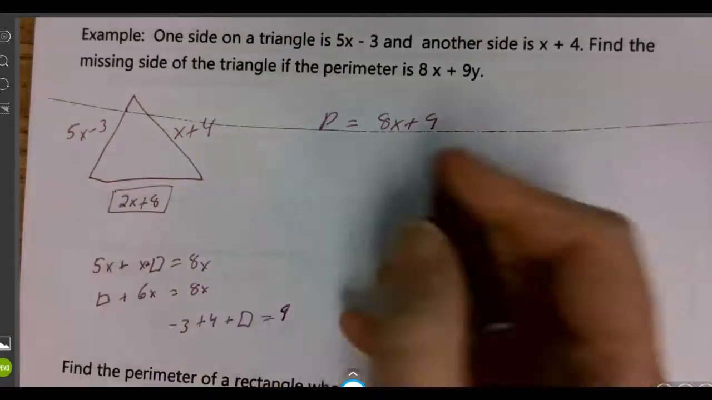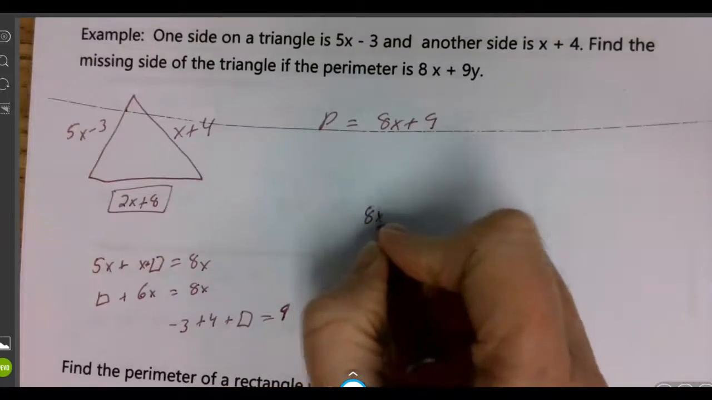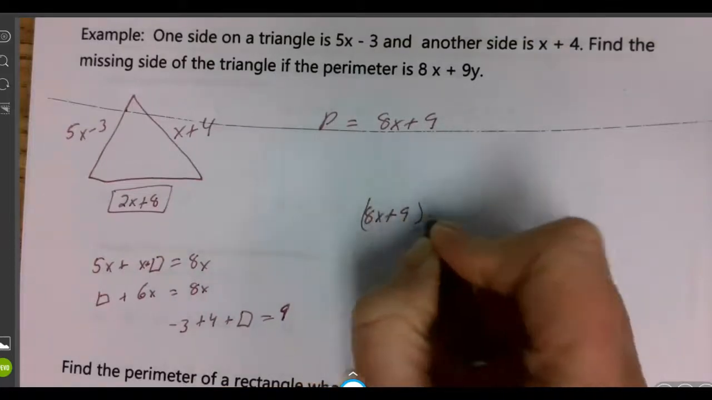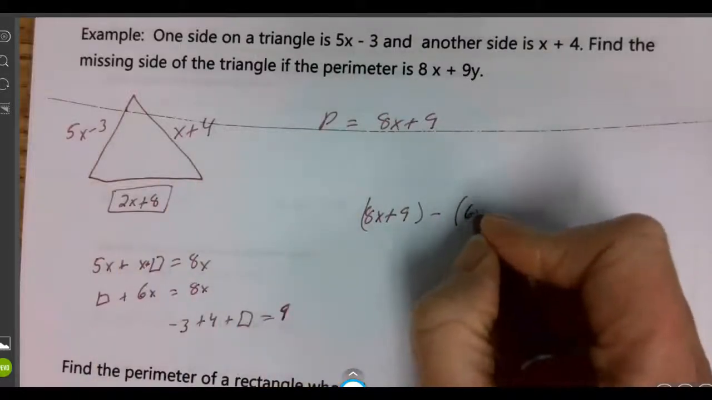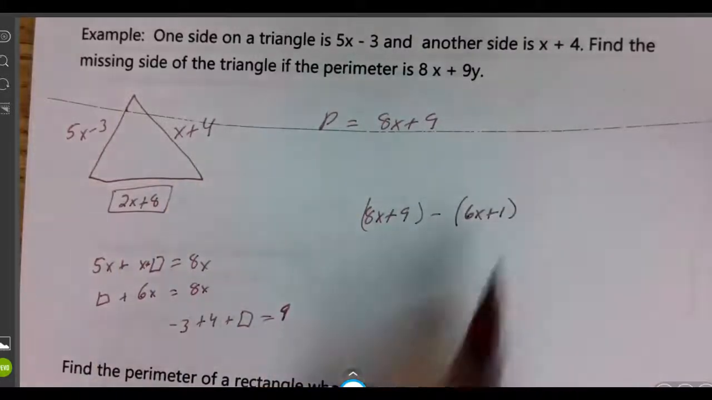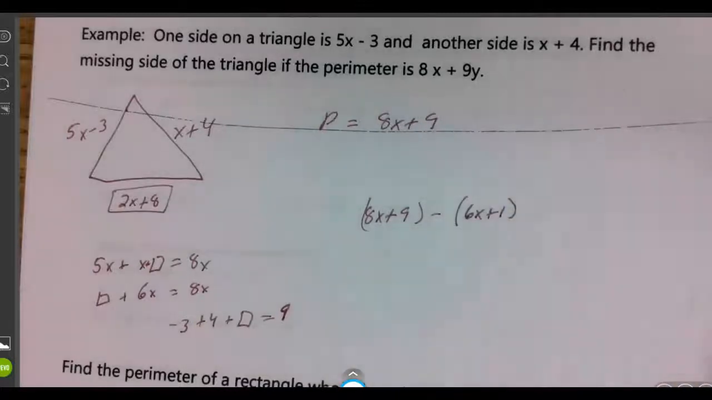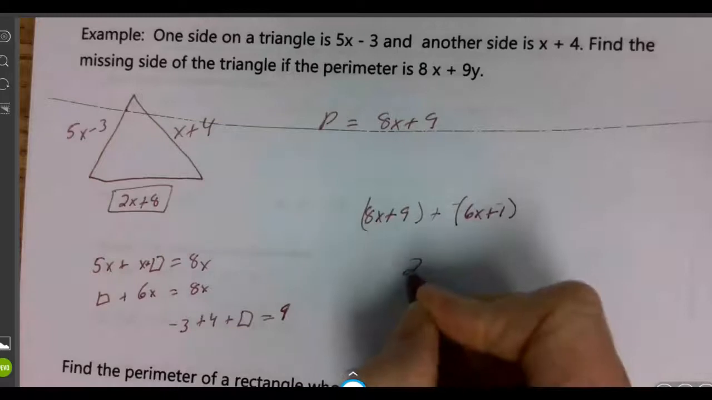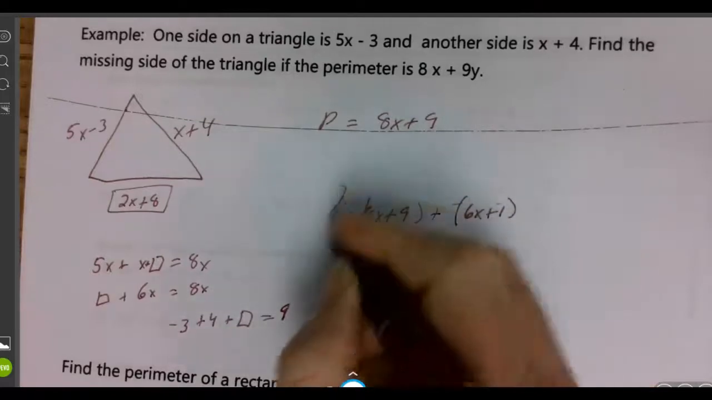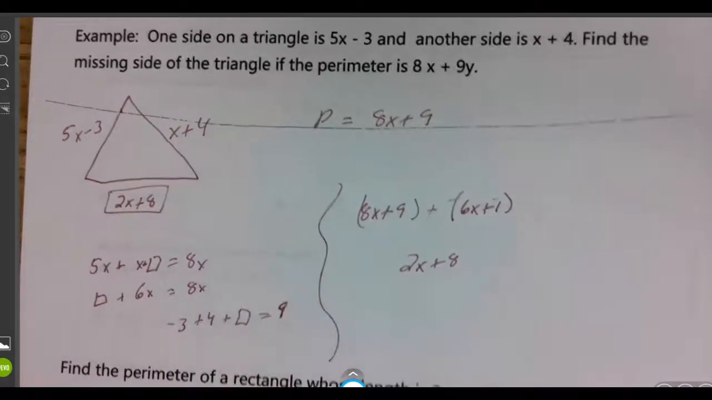Just think logically. The other way I can do it is I could take 8x plus 9 minus, and then I would take this and make it a polynomial, 6x plus 1, and I could subtract. And again, I could just change my signs, and I can come up with 2x plus 8. So this is just thinking through this algebraically. Okay.